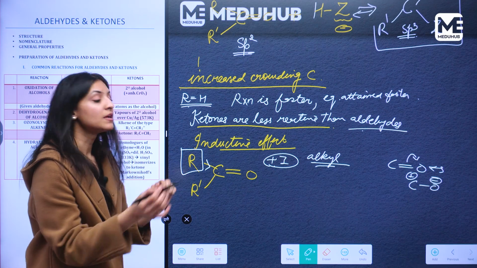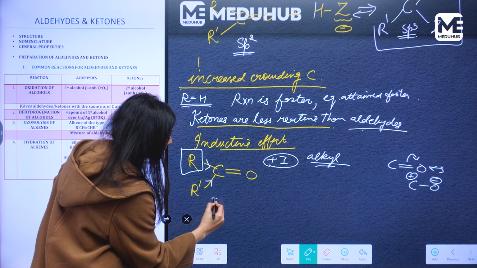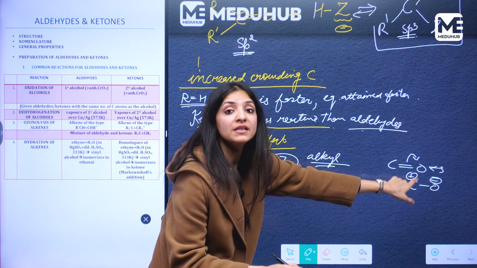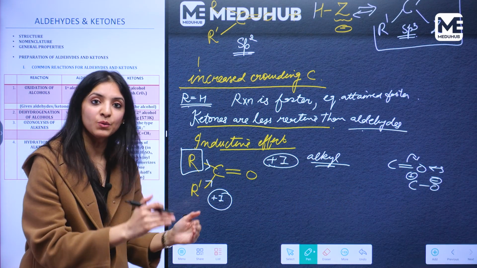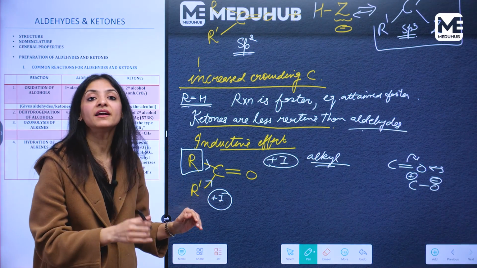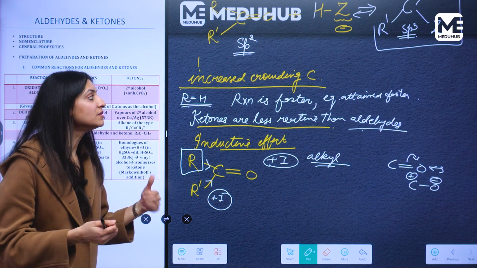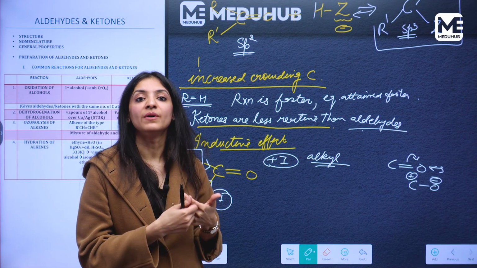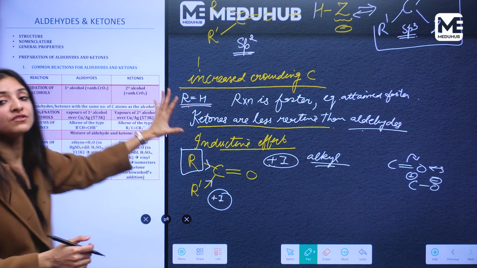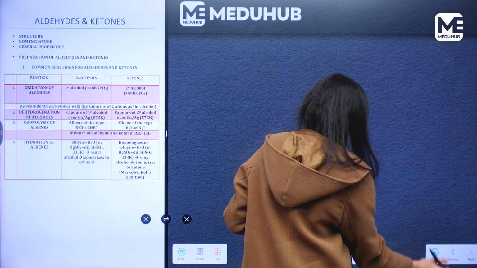In the case of ketones, this effect is doubled because there are two alkyl groups now and both of them have a plus I effect. Because of this, the positive charge on this carbon is nullified to a much larger extent compared to aldehyde. So because of the inductive effects of the two alkyl groups in a ketone, we can again say that aldehydes are more reactive towards nucleophilic addition reactions. Right? So there are two reasons. One is overcrowding or steric effect, the other one is the inductive effect or the electronic effect. So this is it for the structure and how it affects the reactivity of aldehydes and ketones. Now let us see some general properties.